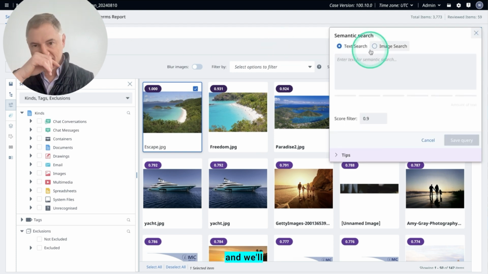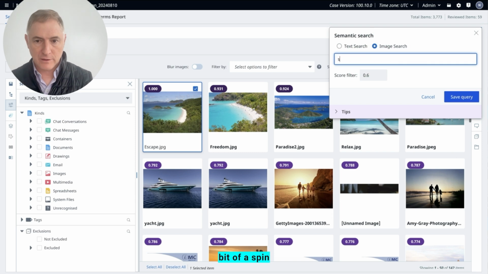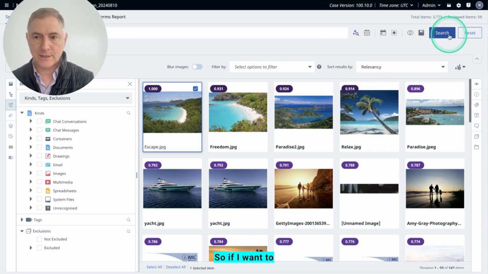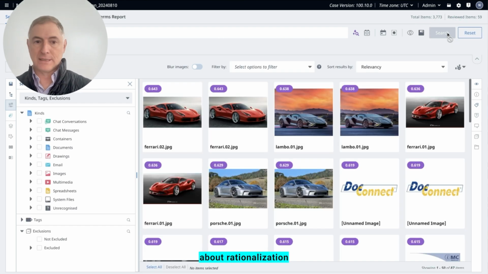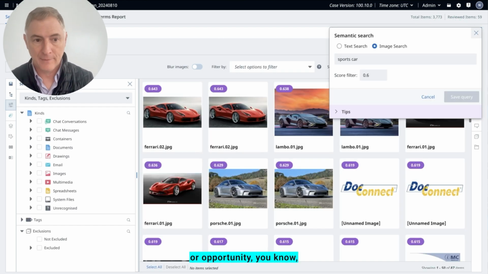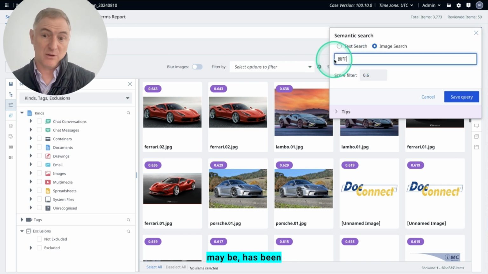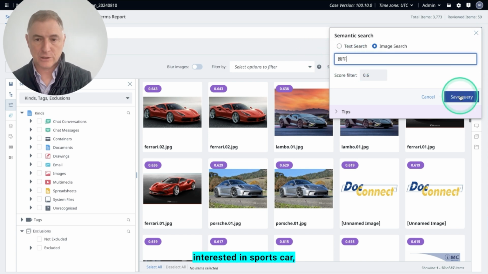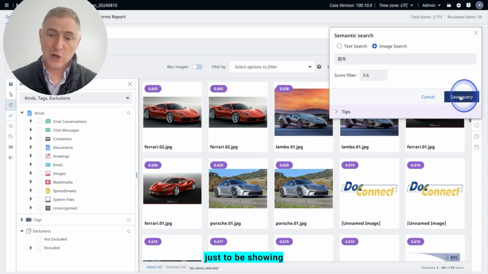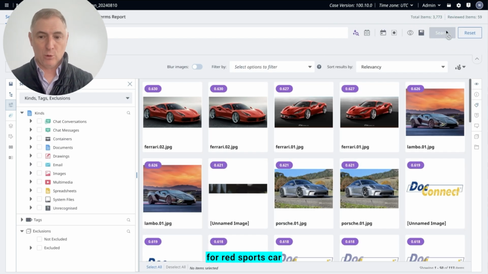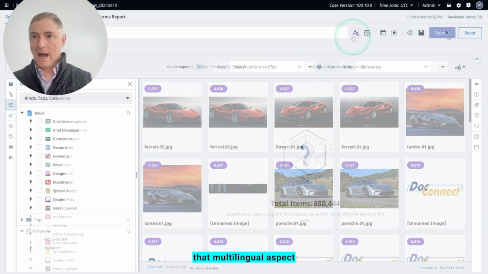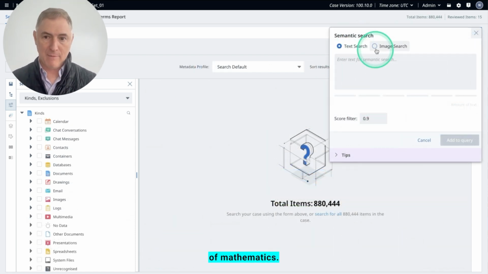So now we'll go back and take a little bit of a spin through some of the other semantic search stuff, just because I think it's kind of interesting. If I want to search for sports car, maybe you're thinking about rationalization or pressure or opportunity. Our primary suspect here has maybe been interested in a sports car. And this happens just to be showing the multilingual capability. So again, I'm searching in Chinese for red sports car, and again getting the same results. Again, that multilingual aspect and that universal application of mathematics.